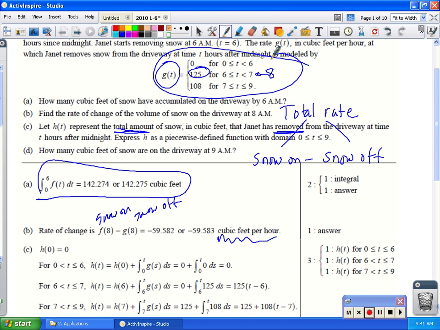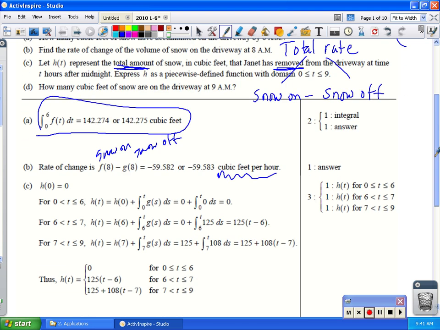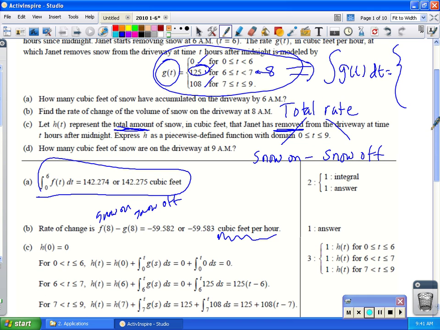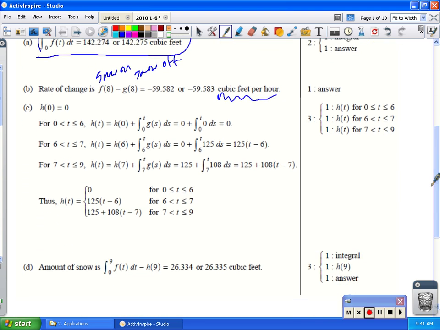Now, if your rate is a piecewise function, when you find the integral of that g of t dt, you're going to get a piecewise function. So you're going to find the integral of each individual piece of the function. So you'll find the integral of this, and of this. Is there something else that they ask us to do there? Express h as a piecewise function with a domain of 0 to 9. Initially, at time 0, she has accumulated no snow.